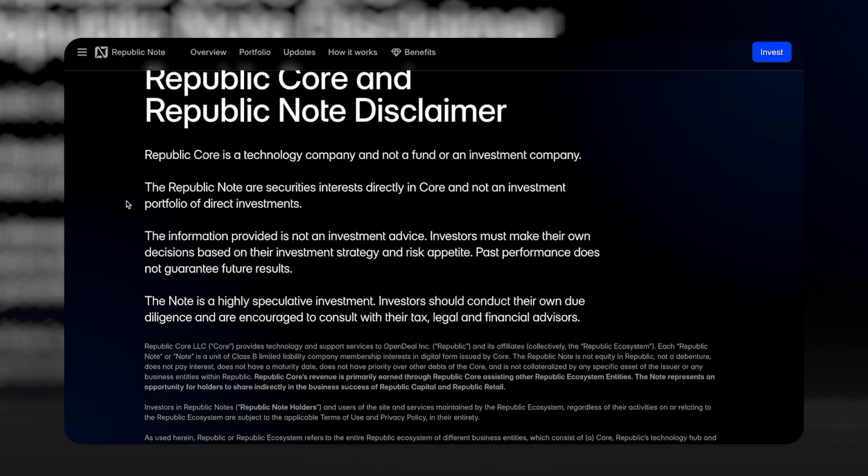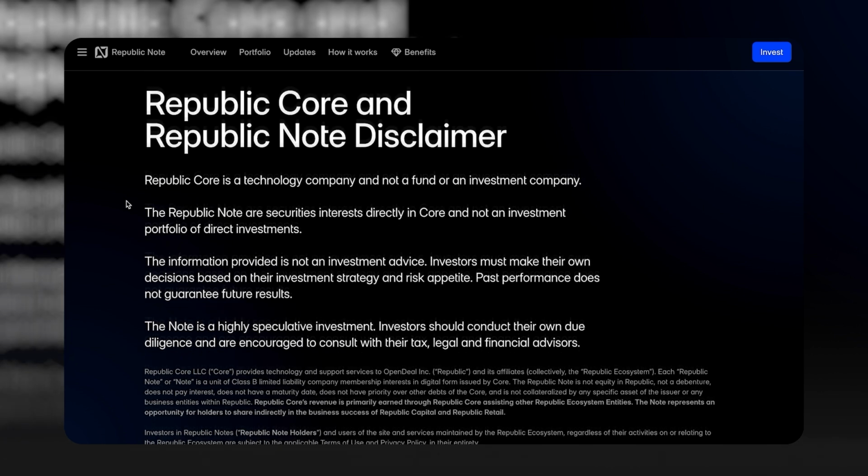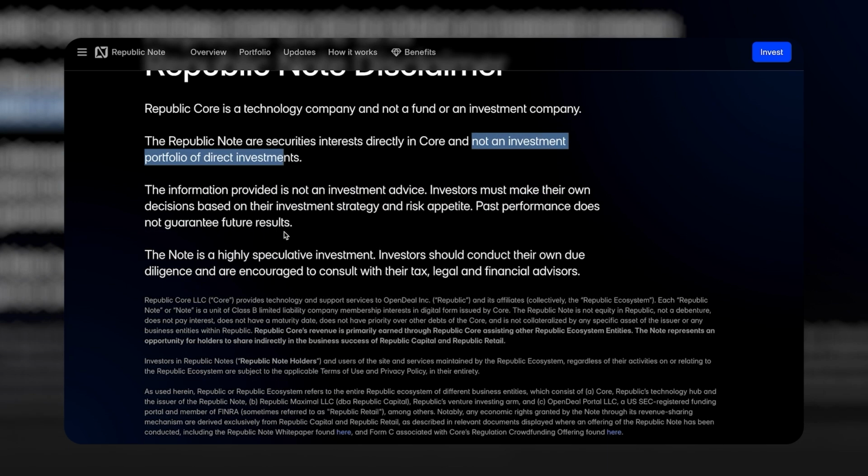And I think this is probably the biggest one that I want to point out before we close off this video, is that when you are investing in Republic notes, you're actually investing in Republic Core, right? So this is basically the technology company that's the big umbrella behind this. So it's not, as they say, a fund. It's not an investment company. You aren't technically owning, or getting investment in the portfolio of direct investments. You're really investing in a digital security.